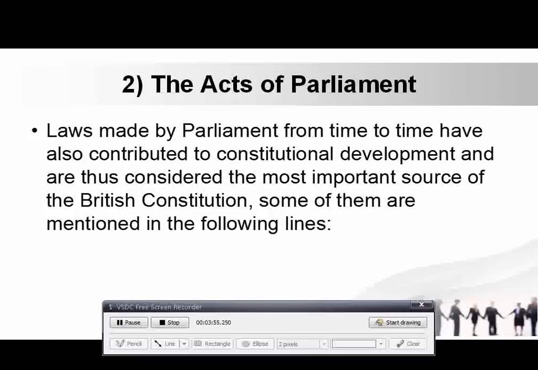After that, we have the Acts of Parliament. The laws made by the Parliament from time to time have also contributed to the constitutional developments and are thus considered one of the most important sources of the British Constitution. A few of them are mentioned in the following lines.